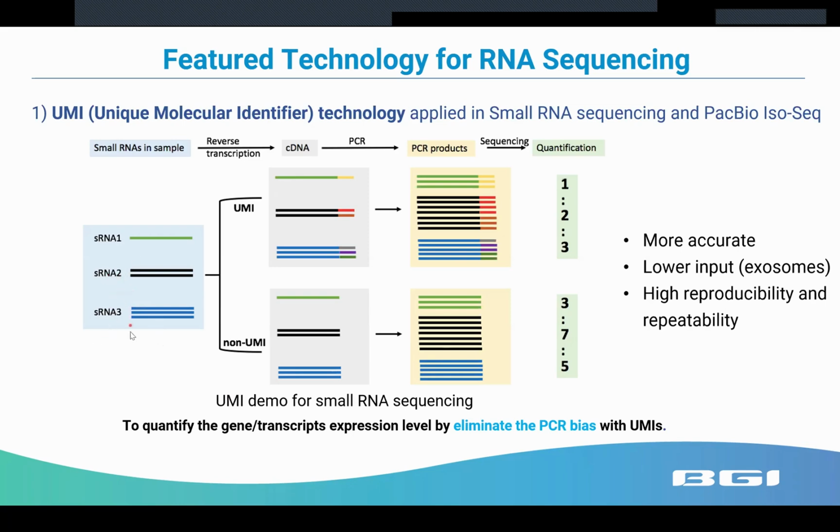Here are 3 kinds of small RNA: small RNA1 with 1 copy, small RNA2 with 2 copies, and small RNA3 with 3 copies. After the PCR, due to the PCR bias, we may see from the sequencing result 3 copies of small RNA1, 7 copies of small RNA2 and 5 copies of small RNA3. So can we say that the expression level for these 3 small RNAs is 3, 7, 5 respectively? The answer is no. Look back to the original sample with the UMI. It can eliminate the PCR bias and represent the original expression level of these 3 samples: 1 for small RNA1, 2 for small RNA2, and 3 for small RNA3.